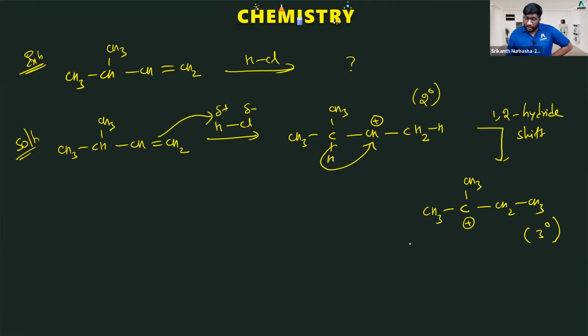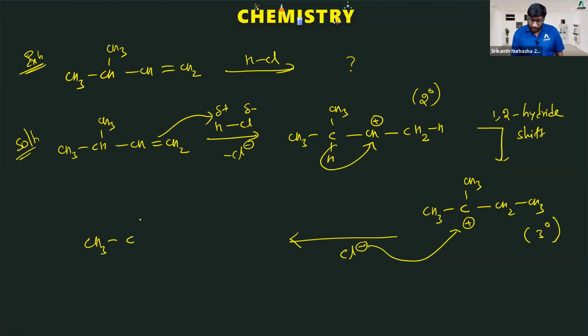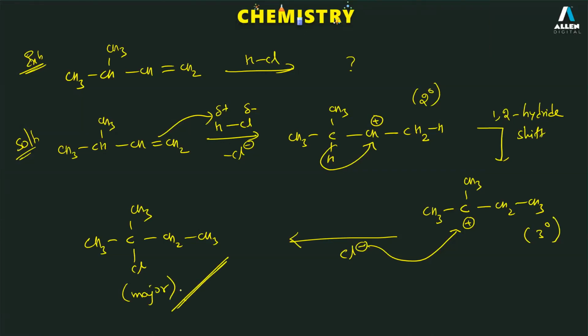This 3 degree carbocation is now going to be attacked by the nucleophile. What is the nucleophile? As soon as the pi electron attacked H plus, loss of chloride occurred. The chloride now acts as a nucleophile and attacks the electrophilic carbon, generating the major product: CH3, C, CH3, Cl, CH2, CH3. Everyone got this or not? Now let us do ring expansion.